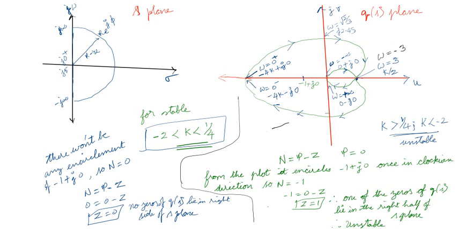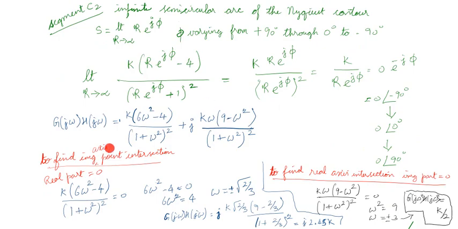Okay. Now we got the 4 points, but still we have to identify where this plot is going to cut the imaginary axis and the real axis. For that, I'm going to use this expression. To find the imaginary axis intersection, I have to equate the real part to 0. If you are cutting the imaginary axis, what is the meaning? Real part is 0. I got omega as square root of 2 by 3.